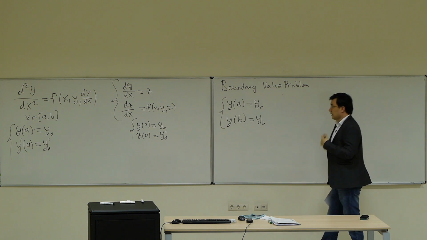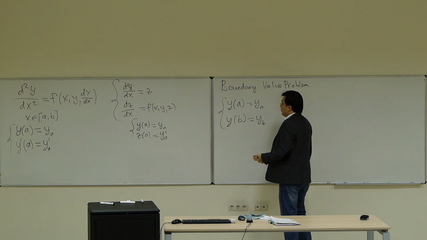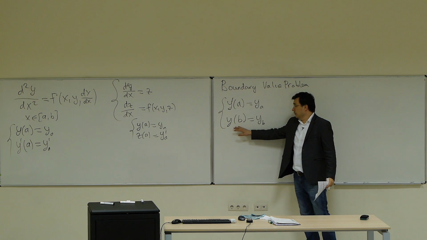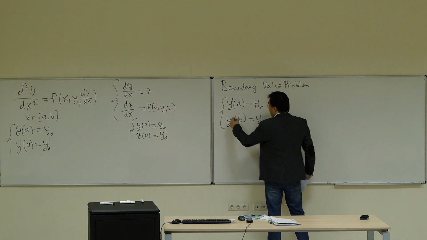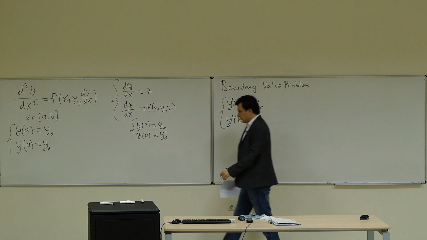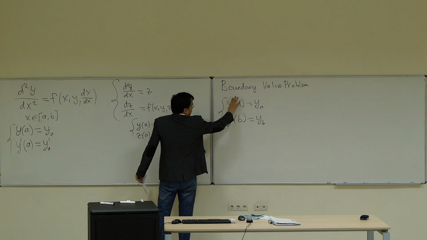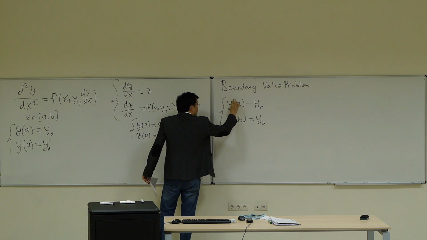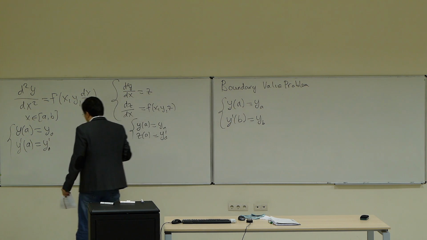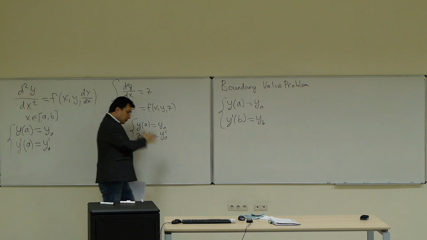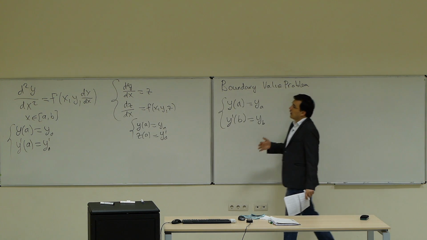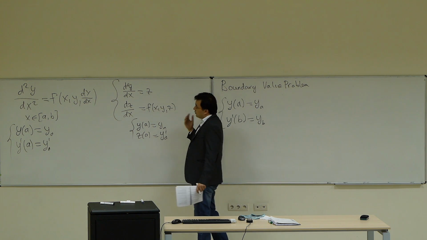This is one option. That's not the only option. For example, we may be given the derivative of y at point A and the value of y at point B. Or we may be given the derivative of the function at both points A and B, at the boundaries. Or finally, we may be given the value of y at point A and the derivative of y at point B. Different combinations. But most importantly, one condition is given at one boundary and another condition is given at another boundary.